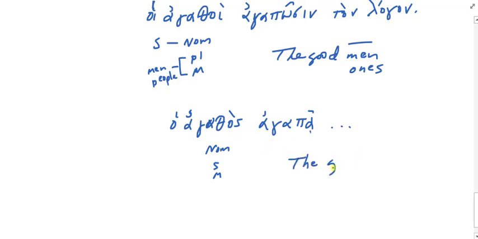The good. Okay, good. Can you say "the good loves the word"? Doesn't that sound funny to you? The good loves the word. Now, if it were "the good love the word," you know it's plural, right? But we can't do this in English.